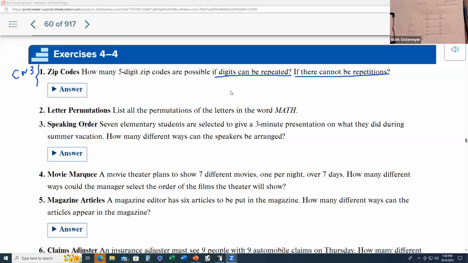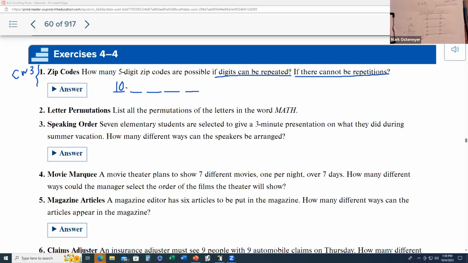Okay, first question. How many 5-digit zip codes are possible if digits can be repeated? Well, you can think of this as being like 5 little mailboxes. And we can populate each mailbox with digits from 0 to 9. So how many different ways can the first mailbox occur? Or this first event occur, which is the first mailbox? We can populate the first mailbox with 10 digits, correct?